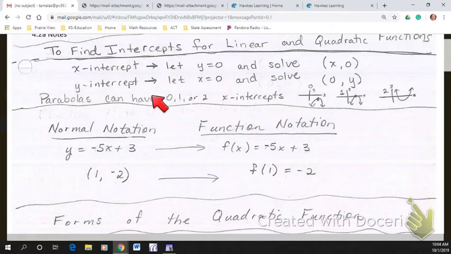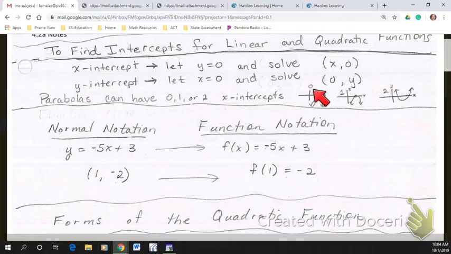All right? Now, I do have some pictures for you. You guys already know a line. A line typically has one x-intercept and one y-intercept, unless, of course, it's vertical or horizontal, and then it would be missing one of those intercepts. But a parabola can either have 0, 1, or 2 x-intercepts, and here's pictures of each.